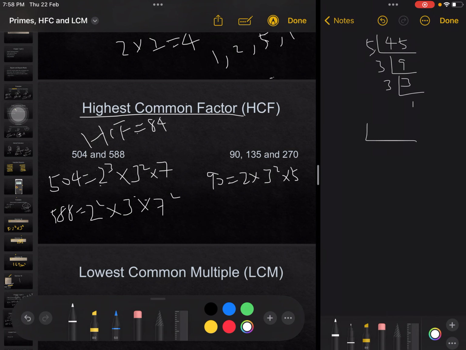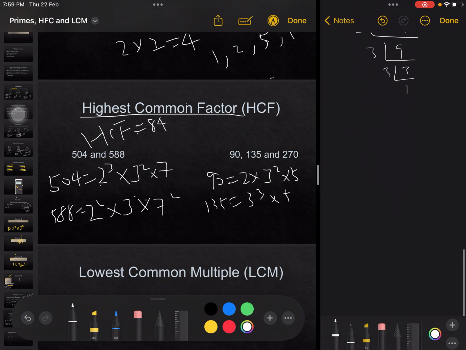So then next will be 135. Divide by 5, then 27, then 9, 3, 3 and 1. Okay, so 135 equals 3 to the power 3 times 5. Okay, then we have 270.